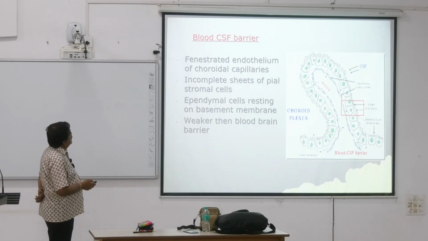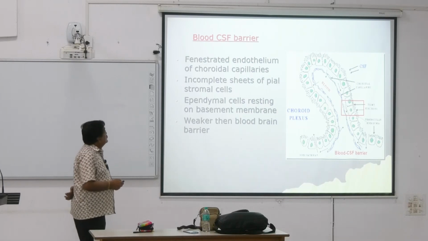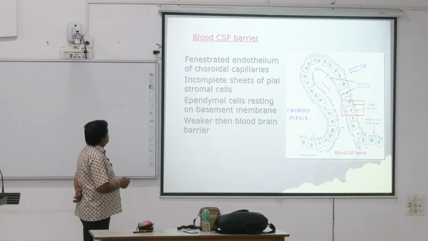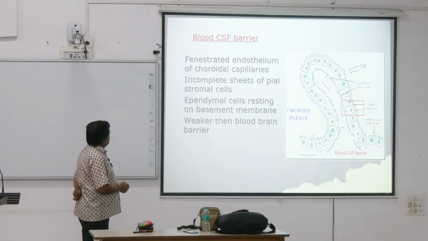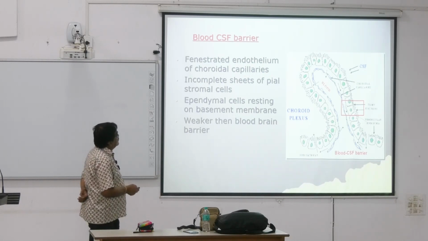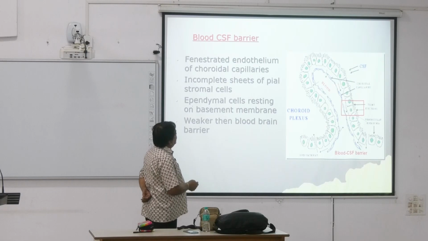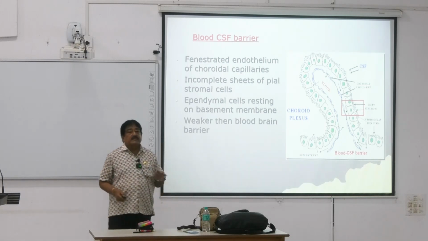Now, blood CSF barrier. Fenestrated endothelium of choroidal capillaries, incomplete sheets of pia, ependymal cells resting on basement membrane, weaker than blood-brain barrier. This is the choroid plexus, this is the choroidal capillaries, blood CSF barrier. That can be a short note, blood CSF barrier.